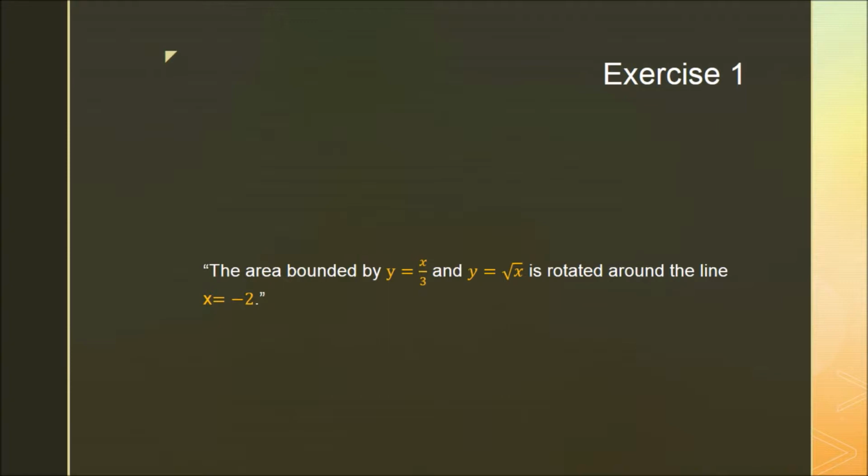The area bounded by y equals x over 3 and y equals square root of x is rotated around the line x equals -2. So right off the bat, you should have taken notice of the line these graphs are rotating around, x equals -2. Because this is not the x-axis, we already know that we're going to use the shell method. This will make life much easier. So I took the liberty of graphing the functions.